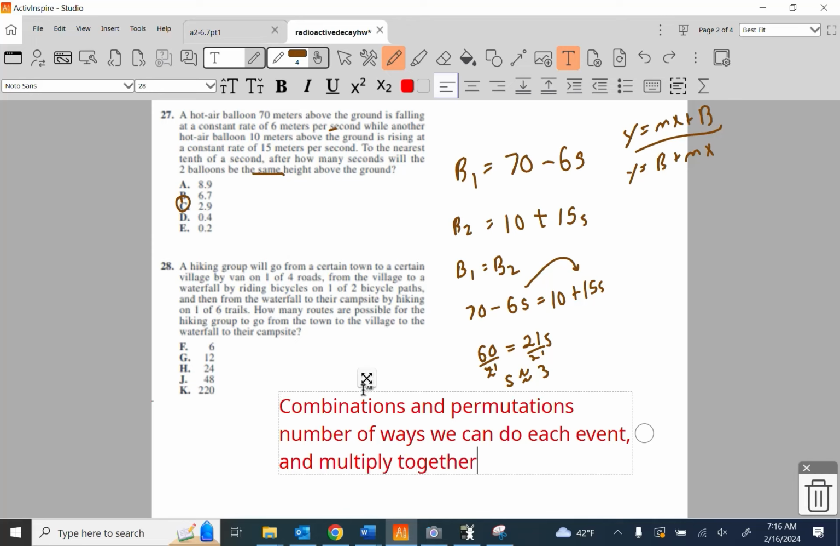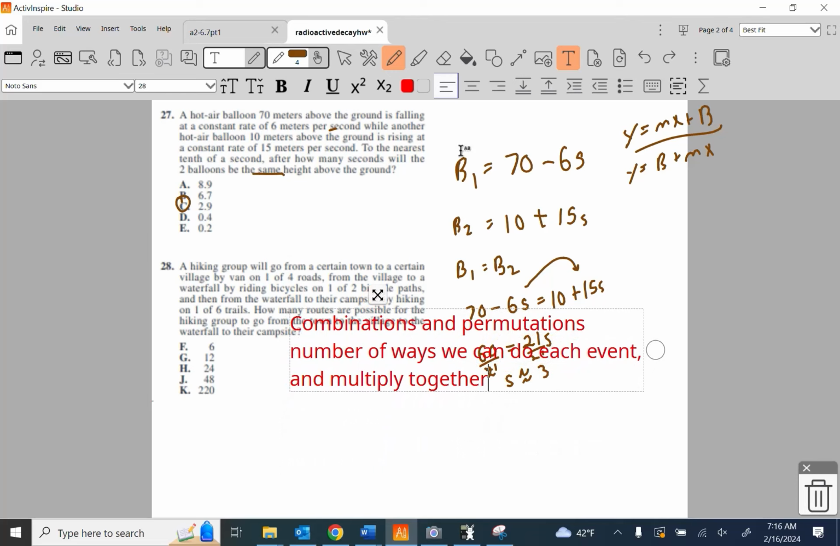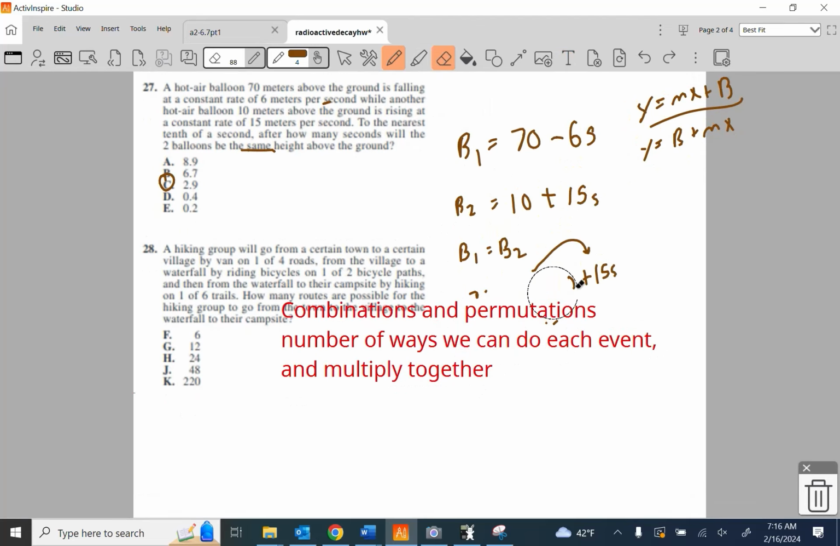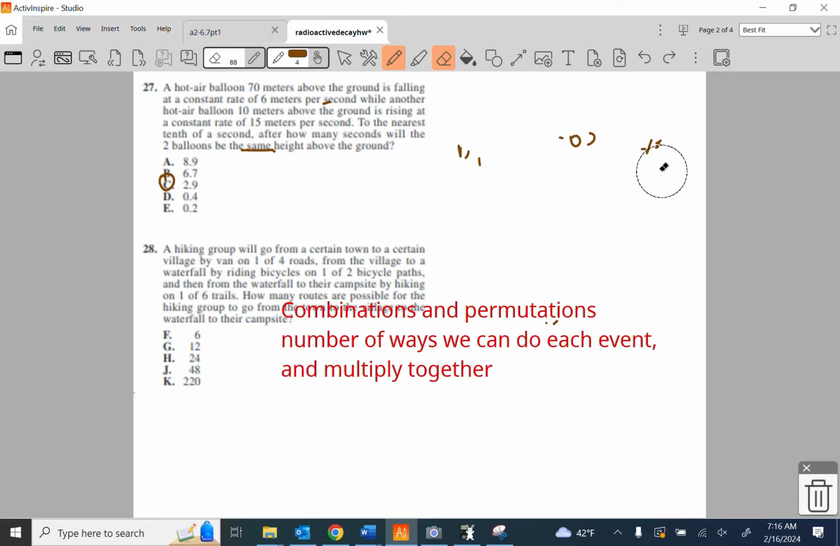So all we're going to do is take the number of ways we can do each individual event and multiply them all together. That way you can see what I wrote. It's important. But anyways, let's see here.